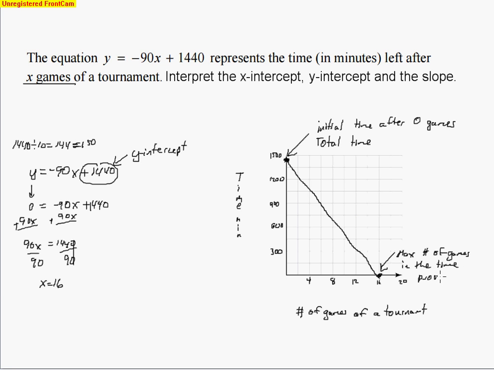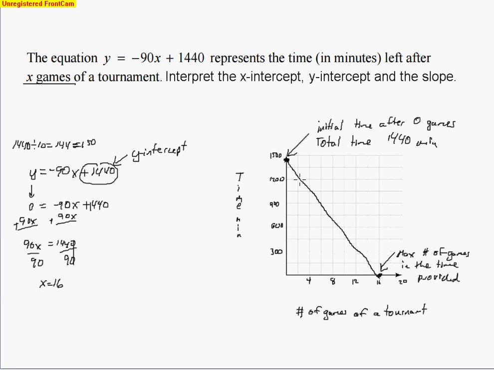So I can't go any lower than this 16 because that would mean that I'd have negative time. And I can't go any further up because that would mean that I have negative games. So I have to start with the initial time after 0 games, the total time that we had to do this, 1,440 minutes. And then I was able to play, out of that 1,440 minutes, 16 games. So that was the maximum number of games.